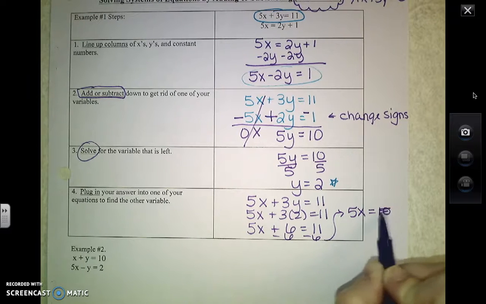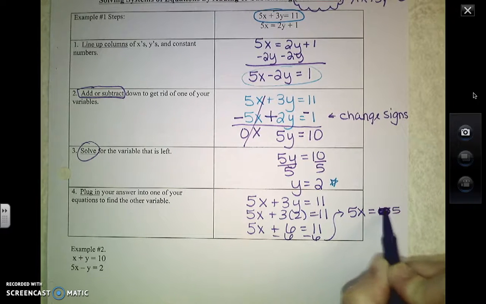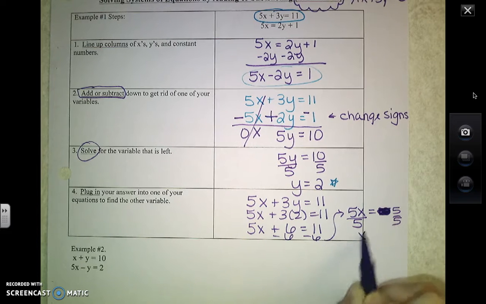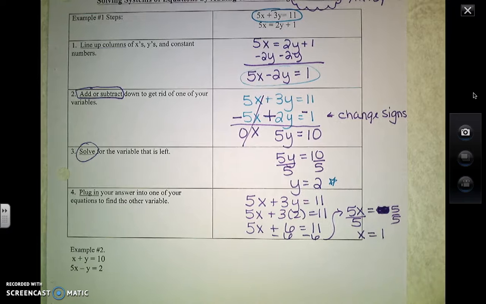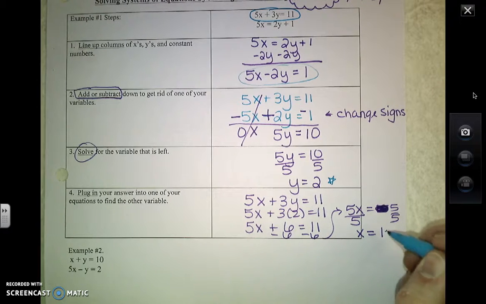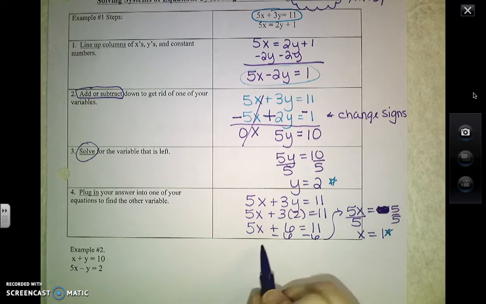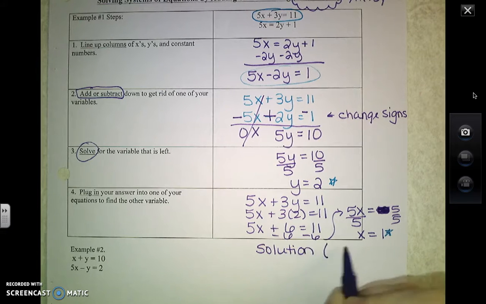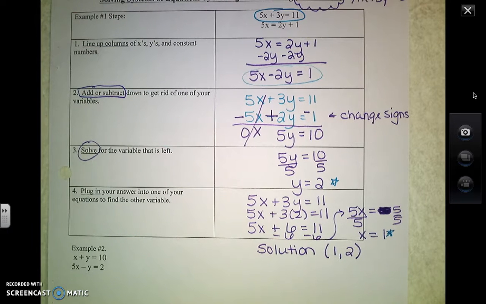Nope, that's wrong, sorry. 5x is equal to 5. Got to make sure you subtract correctly. Divide both sides by 5 so that x is equal to 1. Okay, so there's your second solution. And then the final thing you're going to do is you're going to write the word solution and give me the coordinates of the point that are a solution, which is 1, 2. And there you have it.